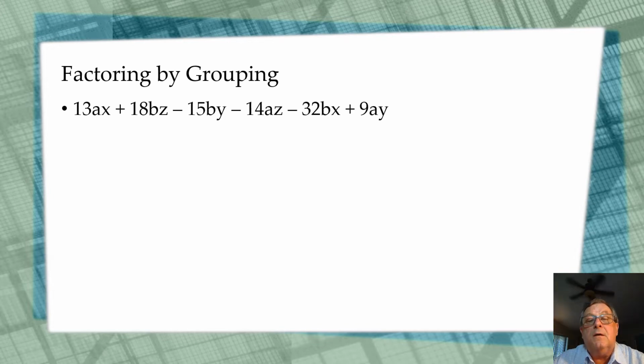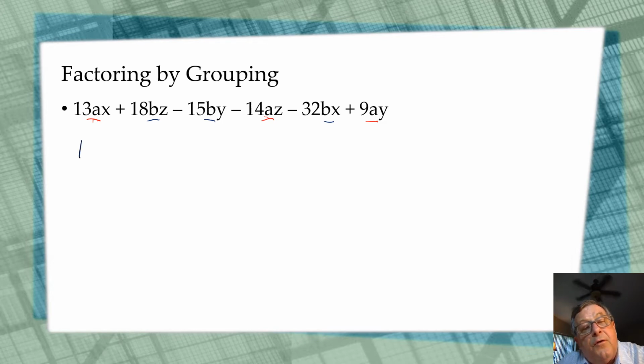14az minus 32bx plus 9ay. Well, I got an a term here, and I got an a term here, and I got an a term here. Then I got a b term, and a b term, and a b term. Well, I'm going to try to put this into two groups. I don't know if it's going to work or not. I'm going to put all the ones that I have an a variable together along with all those that have a b variable together and see if we can make any sense of this.